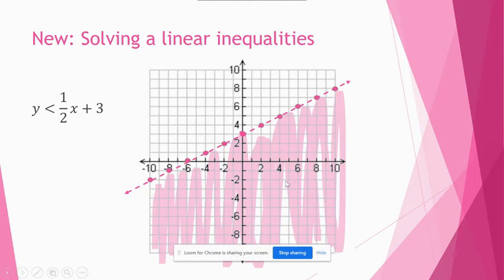If I take, say, the ordered pair 4, 3, that's a solution. It's in the shaded area. If I substituted 4, 3 into the inequality, I would get a true statement. Same with 6, 5, or 8, 5, or 2, -2. Any ordered pair in that shaded area is a solution to my inequality.